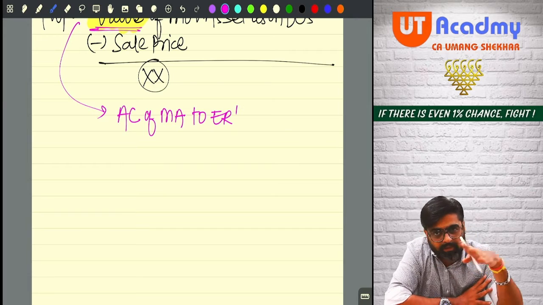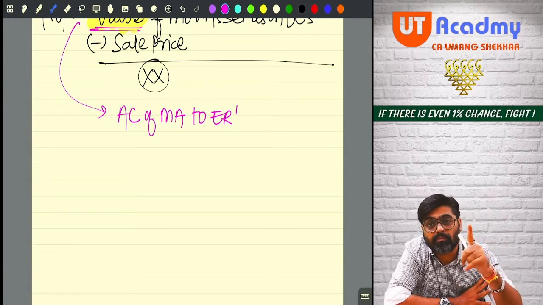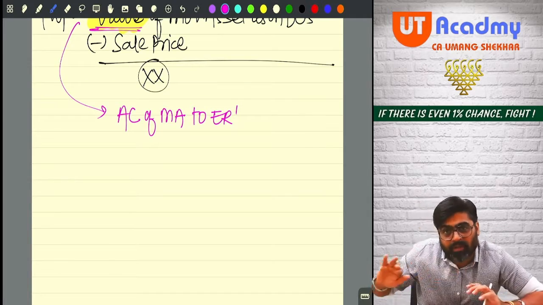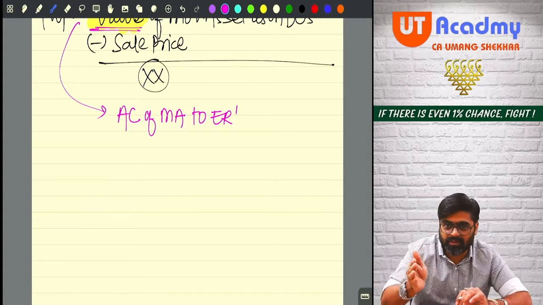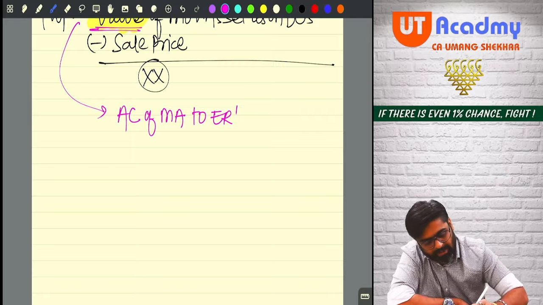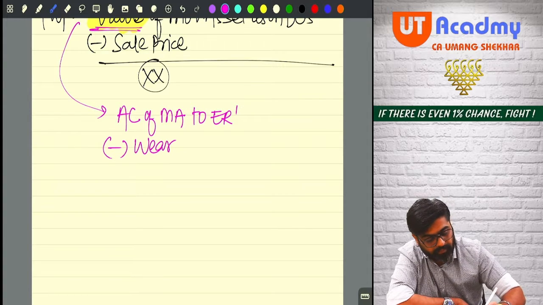So for whatever period the asset was used, for every completed year of use, what did I say? For every completed year of use, the asset got depreciated. So reduce that depreciation out of this. So depreciation will be reduced, and we call it what? Wear and tear. Wear and tear.